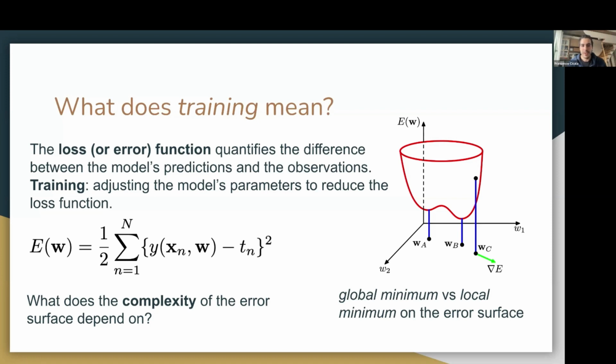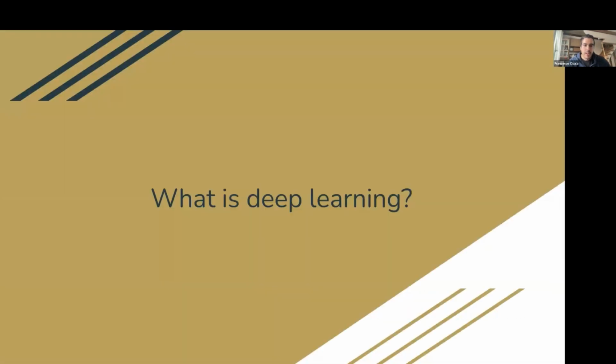So the error surface depends on the weights, and the weights are not part of the answers. The weights are part of the model. So what I want to express here is that the more complex the model itself is, the more complex the error function will be, the error surface, let's say. So with the model's complexity, the error complexity typically will also increase.